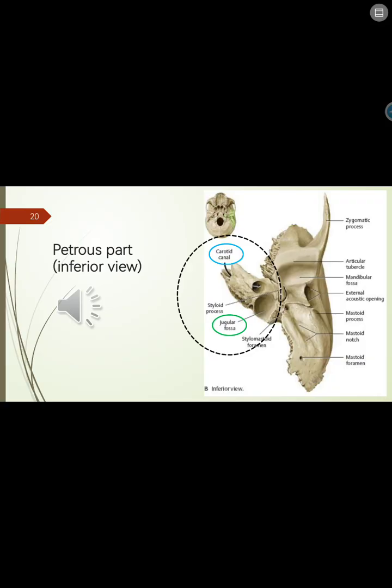Also we can see the jugular fossa. The jugular fossa has a variable depth and size, and contains the superior jugular bulb that contains blood. The jugular fossa is in the green circle.